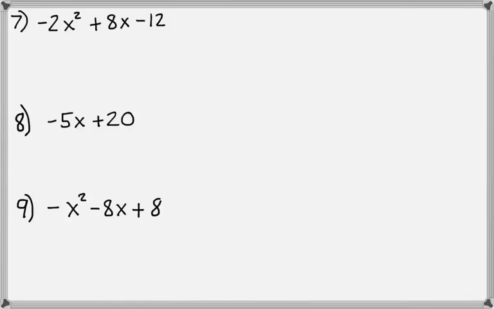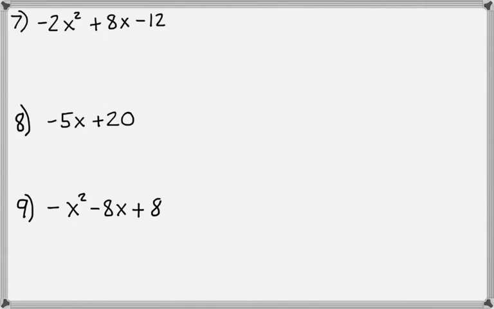For questions 7, 8, and 9, we're still asked to factor out the greatest common factor, but you'll notice that we have negative signs in front of our polynomials. So we are going to be factoring out the greatest common factor very similar to how we were doing it before, only this time we're actually going to be factoring out negative numbers, but it pretty much is the same.